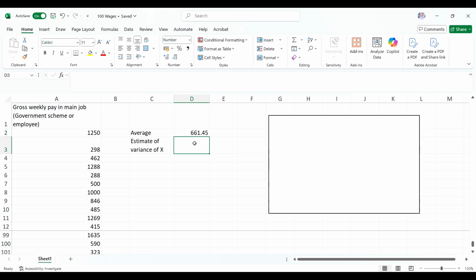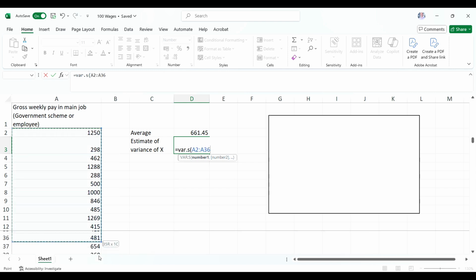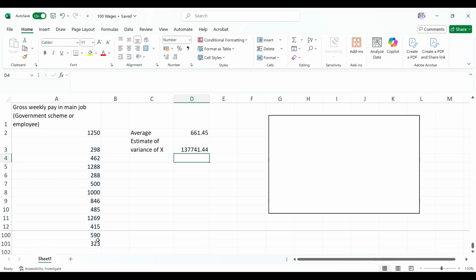£661.45. And similarly, we can find an estimate of the variance of x using the formula equals var.s. Remember that var.s is the formula to find an estimate of the population variance based on a sample from that population. And again, we're selecting cells A2 to A101. And that gives us an estimate of the variance of x equal to 137,741.44.